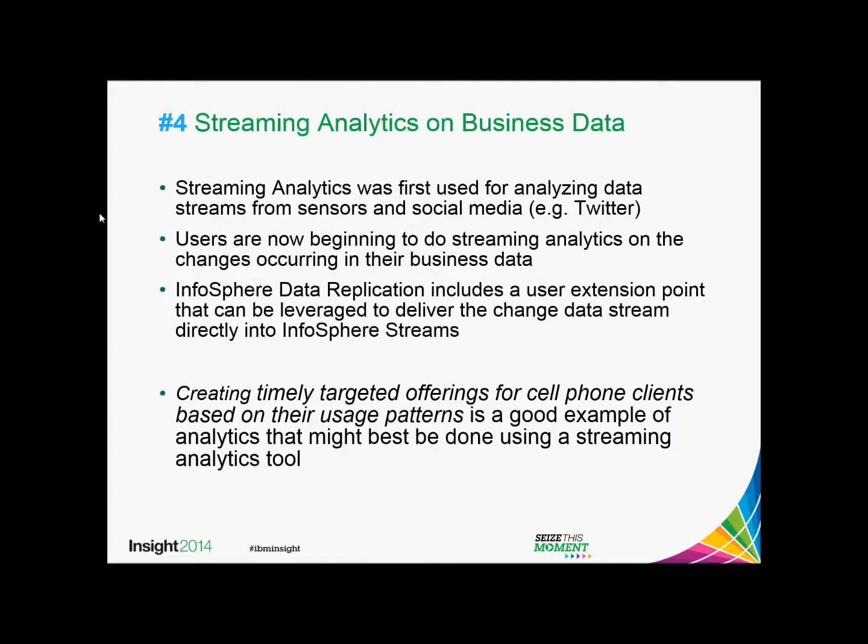And finally, trend number 4, streaming analytics on business data. Streaming analytics was first done for sensor data, social media data, all the initial news stories. We're talking about people analyzing Twitter feeds to determine what commercials to show during the Super Bowl, things like that. And businesses were very successful with that. They got a lot of business value, and so as they are expanding that technology, they realized they also wanted to understand and do these sort of analytics on the changes occurring in their business data.